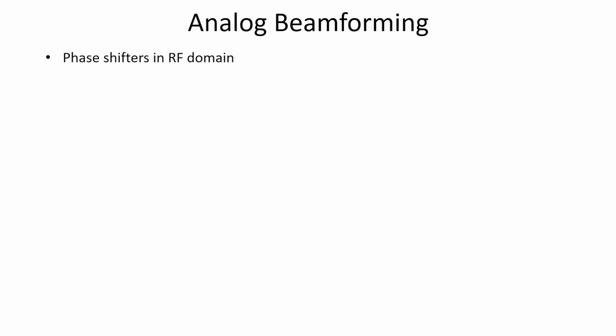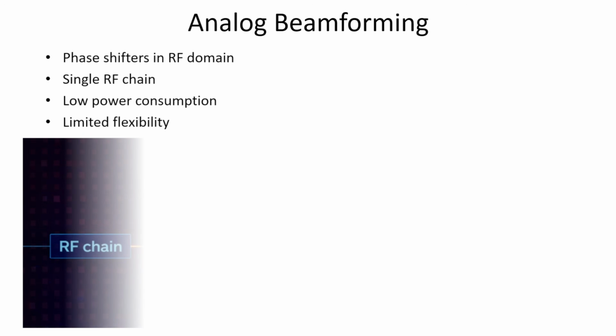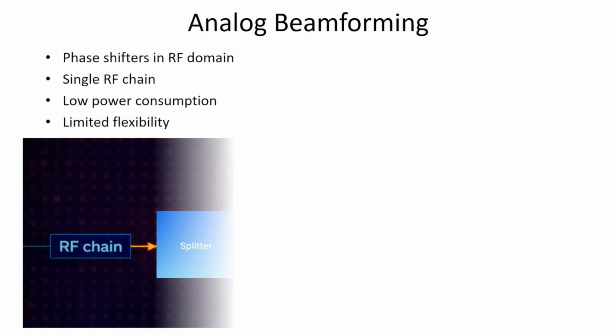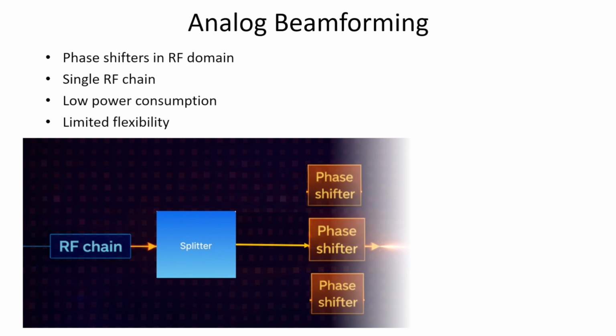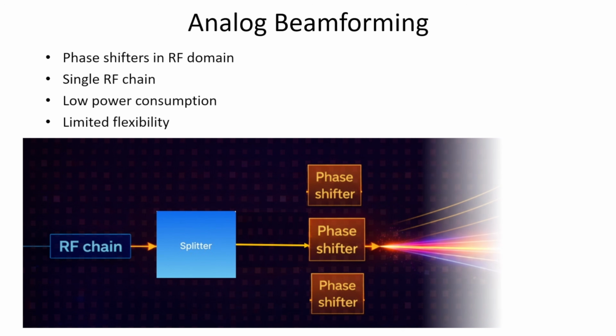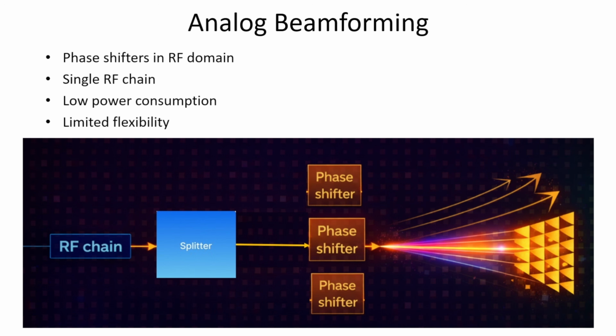This is the simplest beamforming architecture. Signals from multiple antennas are combined using RF phase shifters. Each antenna path has a phase control element that helps steer the beam. The main advantage is low power consumption, because the system only needs one RF chain.